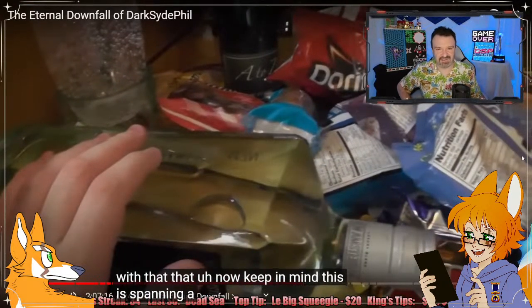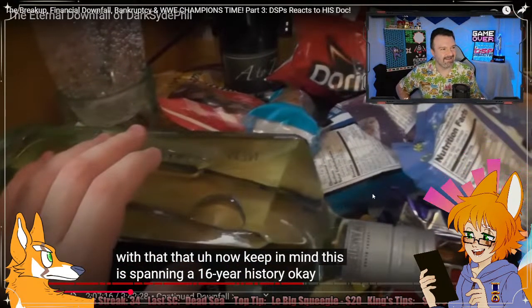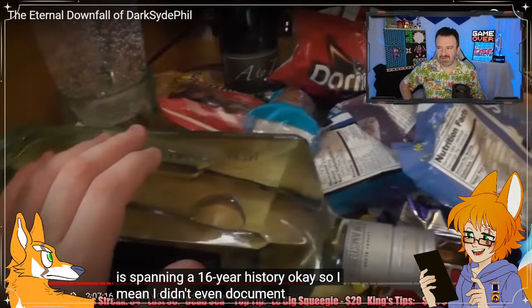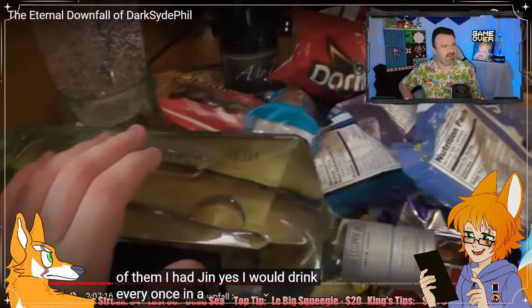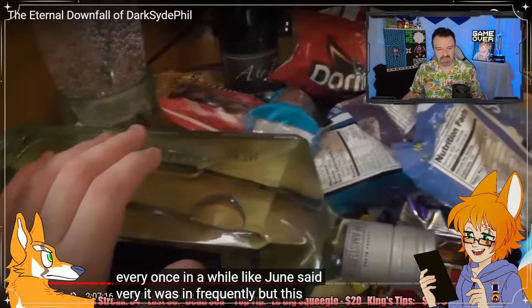Now keep in mind, this is spanning a 16-year history, okay? And that's a giant bottle, because this vacation trip was only like a couple days. Do you really need that giant bottle of gin to hold you over for a couple days on vacation? I didn't even document that many vacations, maybe a few, and a couple of them I had gin. Yes, I would drink every once in a while, like June says, it was infrequently, but this became a meme with my detractors.